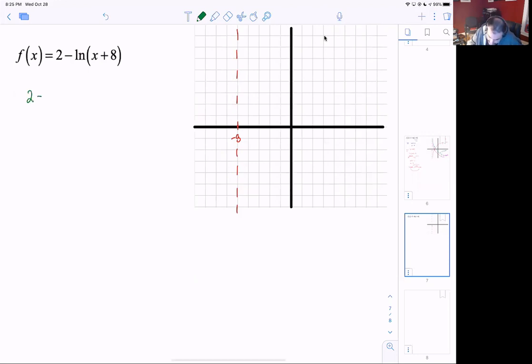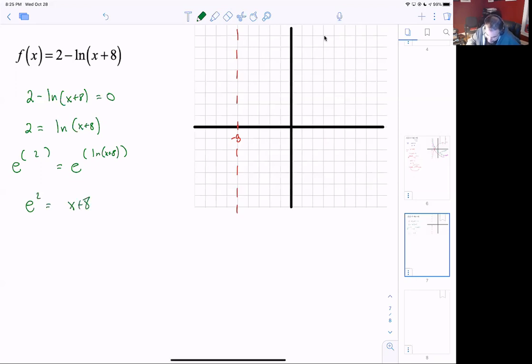So now when I find the x-intercept, I've got 2 minus the natural log of x plus 8. I want to make that equal to 0. That's going to say that 2 is equal to the natural log of x plus 8 when I add ln of x plus 8 to both sides. Now I'm going to do e to both sides to use the inverse of ln, putting 2 in here and ln of x plus 8 in here. I am now going to get e squared equals x plus 8. And now I'm going to subtract 8 from both sides. So I'm going to get e squared minus 8 equals x.